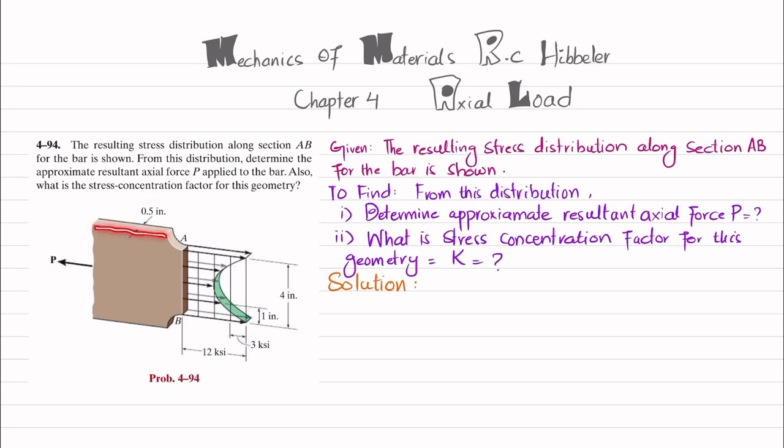You can see this is a bar having a fillet, and at section AB, the stress distribution is shown like that, and there is a P load applied to this bar. The highest intensity is 12 ksi, and the intensity of each segment is 3 ksi. So there are 4 segments, and if we count, there are 1, 2, 3, 4, 5, 6, 7, 8, 9, and 10 approximately squares. The thickness of this bar is 0.5 inch. So let's start with the solution.